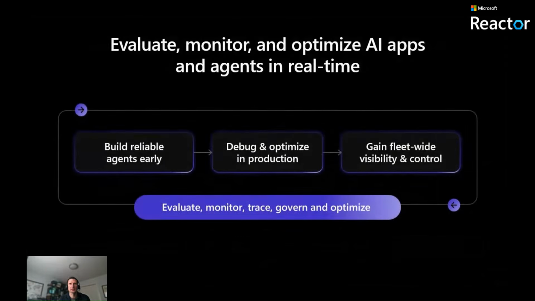Now, from an observability perspective, we give you observability capabilities that align with your development workflow, so that when you're prototyping, you get observability out of the box to enable you to get started right away. You can then take that with you into your development environment, and then finally, you get fleet-wide visibility and control within your monitoring dashboard. All of this is underpinned by our evaluation, monitoring, tracing, governance, and optimization capabilities.